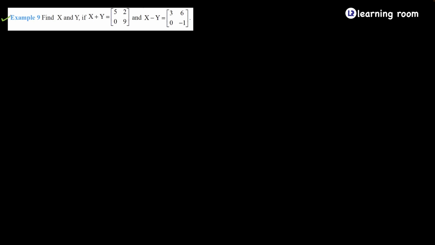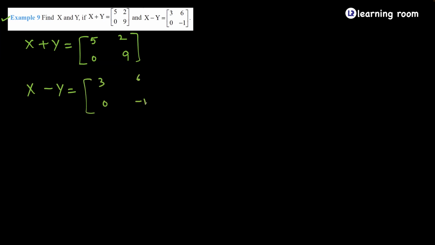So let us look at the ninth one. Find x and y if x plus y is equal to 5, 2, 0, 9 and x minus y is equal to 3, 6, 0, minus 1. So what can you do? Can you add both the sides? Right. When you add these two equations in matrices, these are not variables, these are matrices. Remember that. When you add them, what will you get?